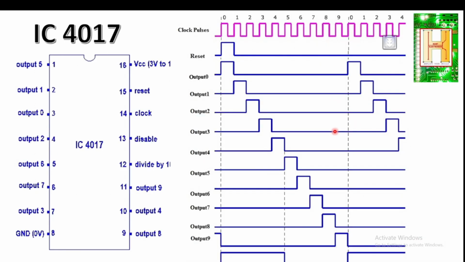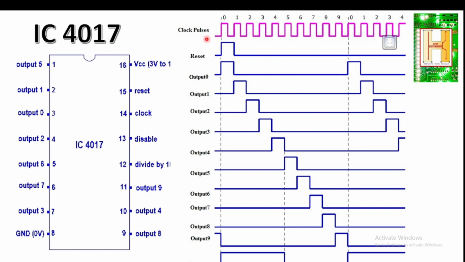So this is a 4017 decoder IC, or 4016 is also available in the market. There are a total of 10 outputs, and pin number 14 is called clock input. Pin number 15 is reset. Here you can see the clock pulses. These clock pulses are generated with the help of IC555.